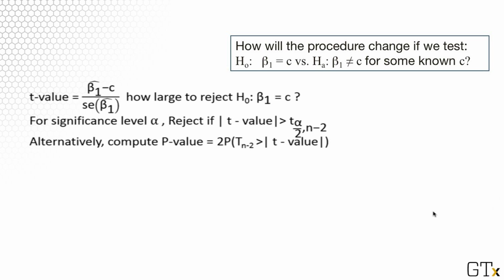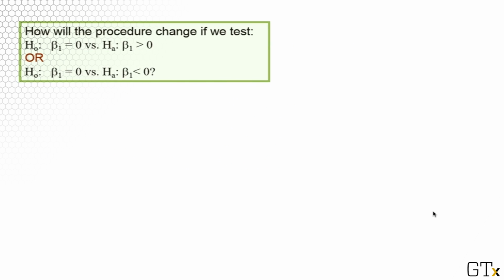We can also make this decision based on a p-value, which is going to be the sum of the tails on the left and on the right of the t-value. If the p-value is small, for example, less than 0.01, we would reject the null hypothesis.